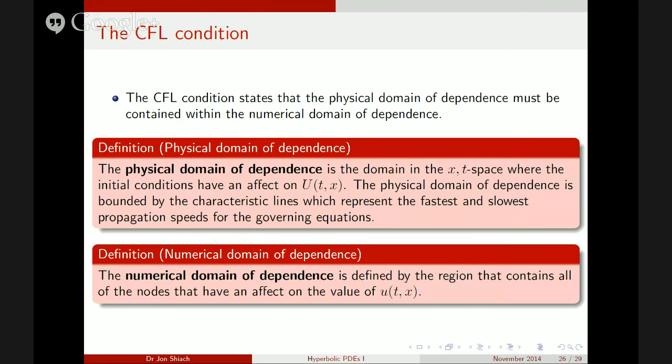Okay. What we're saying for the CFL condition is the physical domain of dependence must be contained within the numerical domain of dependence. Now, that may sound a bit tricky. It's a lot easier when you start to look at some diagrams.